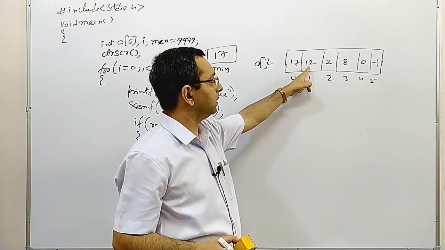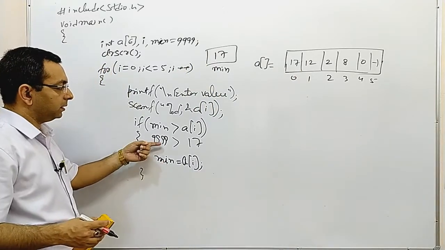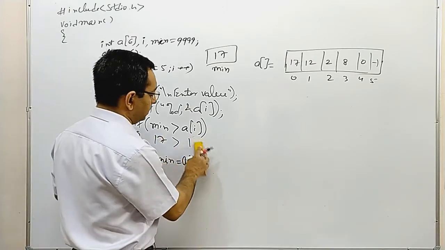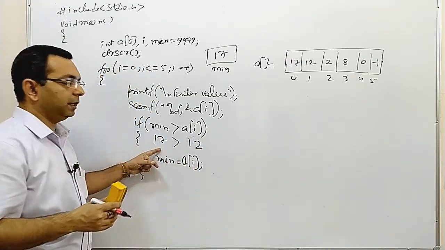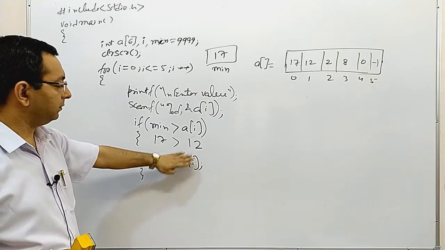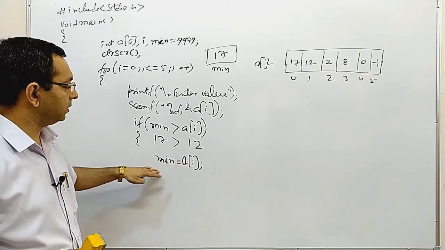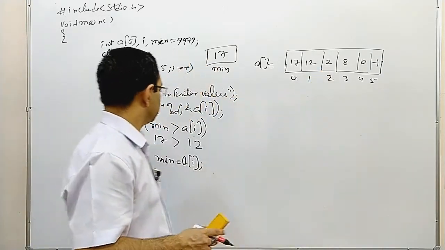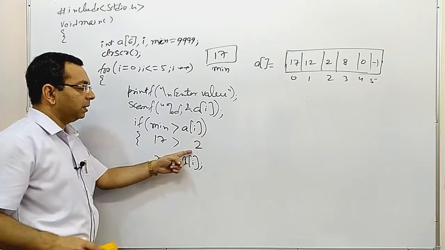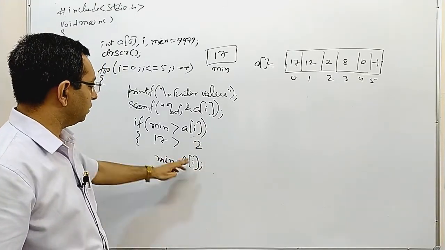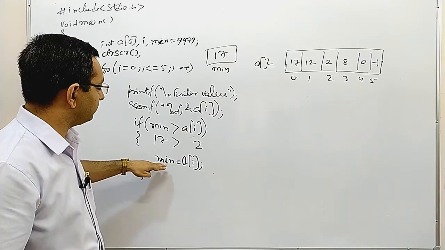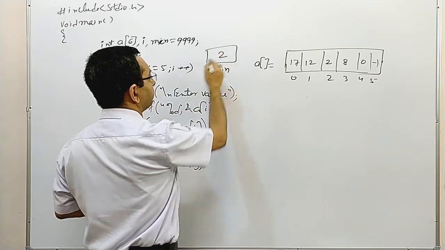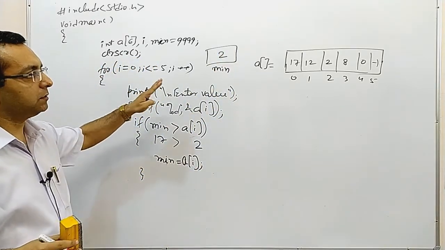The value is 12, and the minimum value is 17. So 17 will be compared with 12, but 17 is not smaller than 12, so this will not be executed. The next iteration is for I equal to 2, and the value is 2. So 17 will be compared with 2, and 2 is smaller than 17, so it will be executed. When we execute this, the minimum value 2 will be overwritten here, so it will store the smallest value 2.